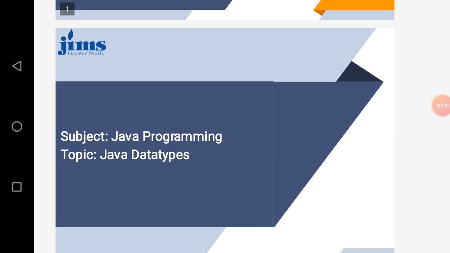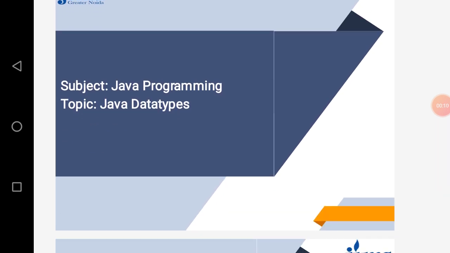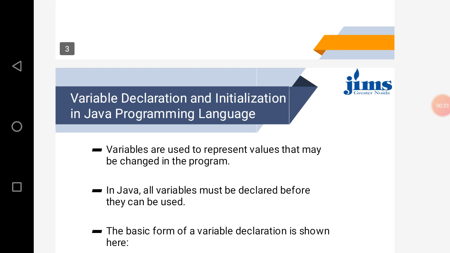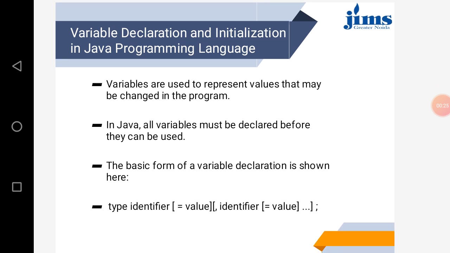Today we are going to discuss Java programming and Java data types. And subtopics are variable declaration and so on. Variable declaration and initialization in Java programming language. So we need to understand why we require variable.